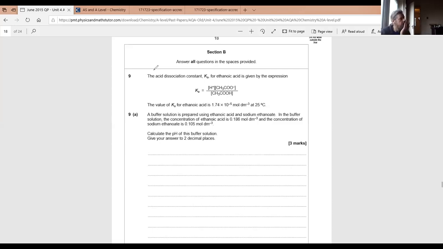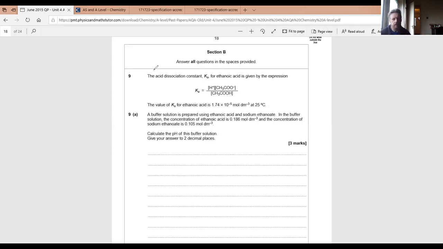In the buffer solution, the concentration of ethanoic acid is 0.186. The concentration of sodium ethanoate is 0.105. So we just assume that's still 0.105? Yes, that's one of the assumptions we make. We assume that that's just the salt, that none of it came from the ethanoic acid.